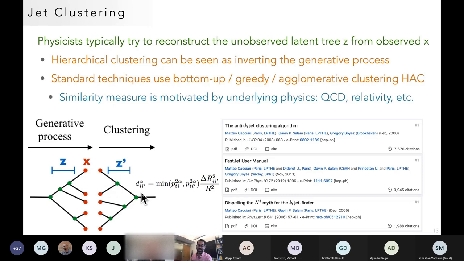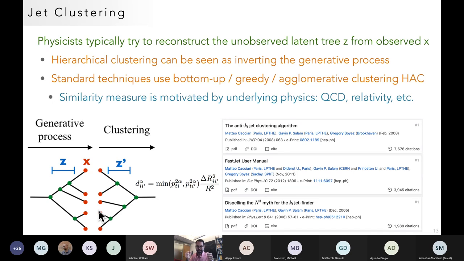And that is, you can think of as a clustering process. It's like a hierarchical clustering problem. And so that hierarchical clustering can be seen as inverting the generative process. And we usually use traditional clustering techniques that are often referred to as hierarchical agglomerative clustering.